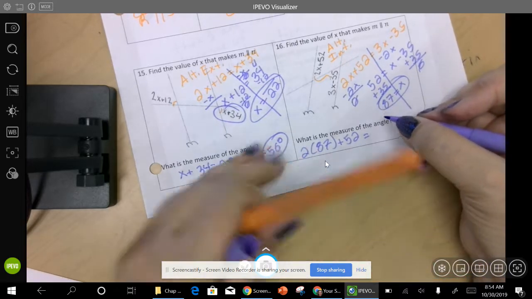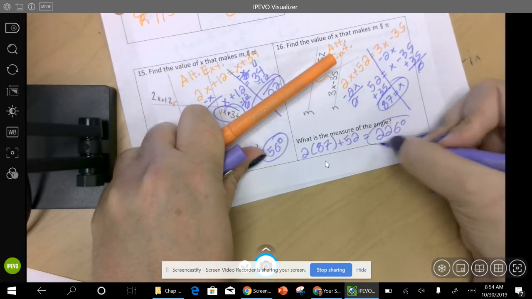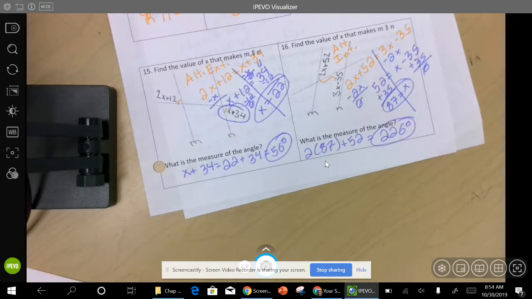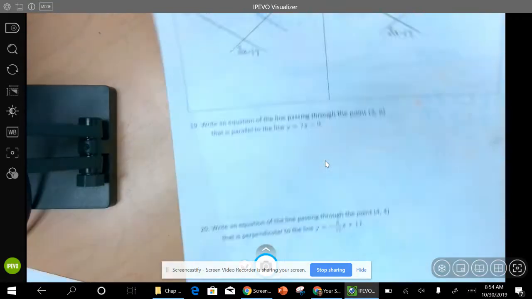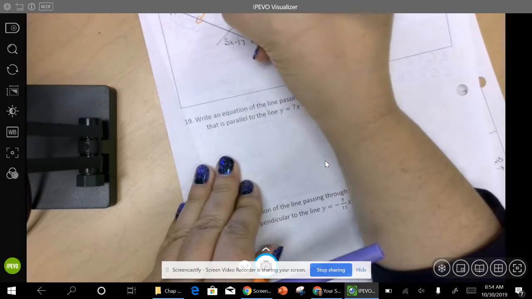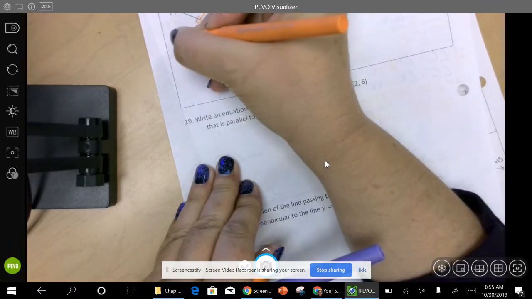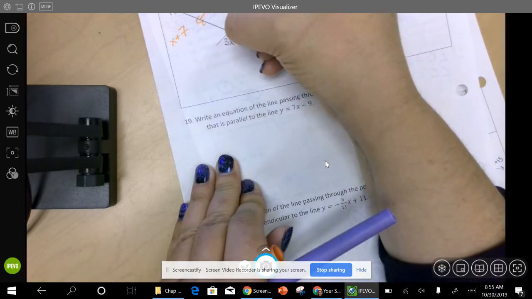Okay, so I add those together, so I'm going to get 226 degrees. Everybody always remember to double check with a calculator. Okay, almost done. Okay, last step, everybody. So this one, I'm going to use corresponding angles again.